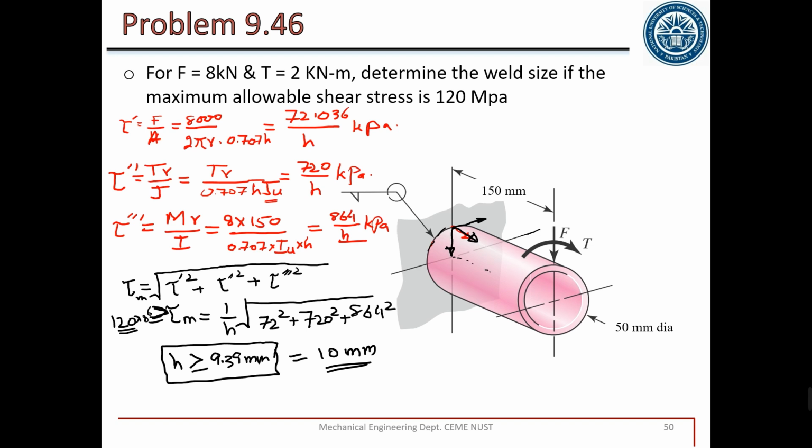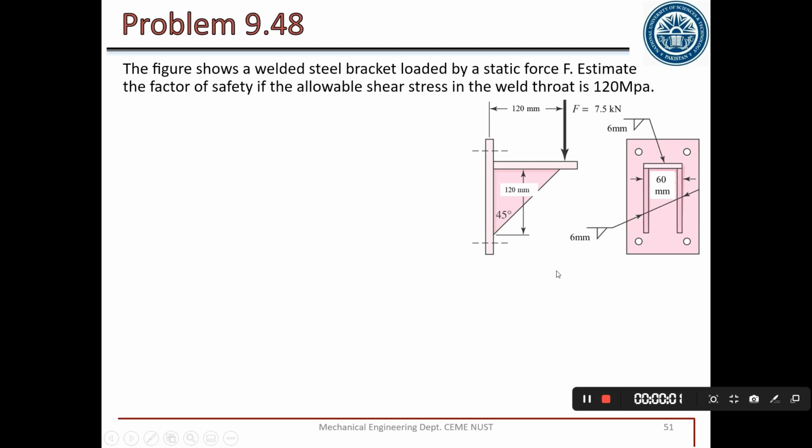This is the method of solving combination of primary, secondary and tertiary shear problems. This second problem is problem 9-48. It is concerned with a bracket weld. You see the force applied here, weld is done here, so it is a type of tertiary weld or a case of bending.